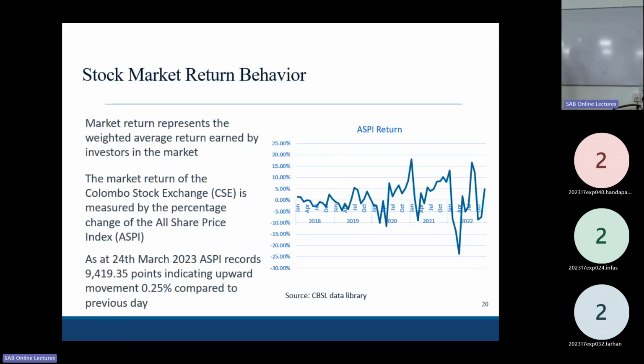How many stocks are listed in our market portfolio? Approximately 298 around. So this is our market portfolio. 20 sectors are there. This is our economy. If you go to a country like the US, there are 3 stock exchanges, so they have 3 market portfolios. India 2. Likewise in the European countries, more than 1 stock market is there. But in Sri Lanka, in our context, we have only 1 market portfolio. So this is the behavior of market return based on the all share price index.